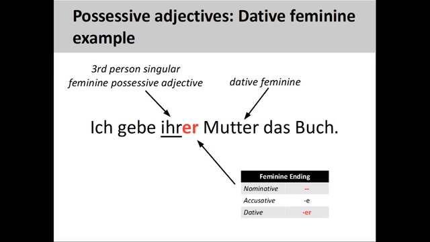Note that there is some ambiguity with this sentence, as the possessive adjective ihr can also be third-person plural, which would mean, I give the book to their mother. In situations where the possessive adjectives are the same, you simply need to understand the meaning of the sentence from the context.